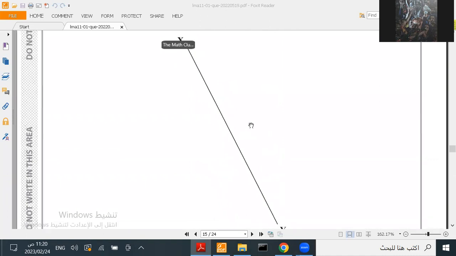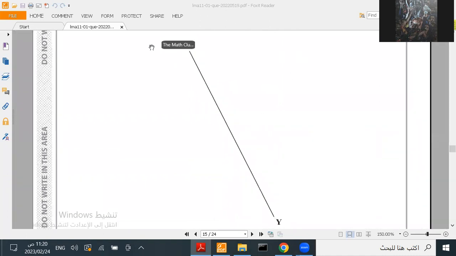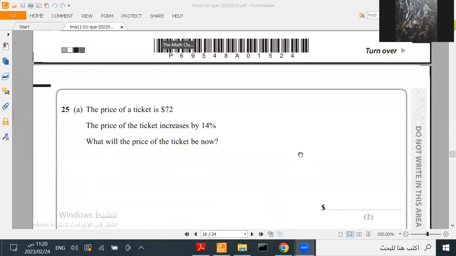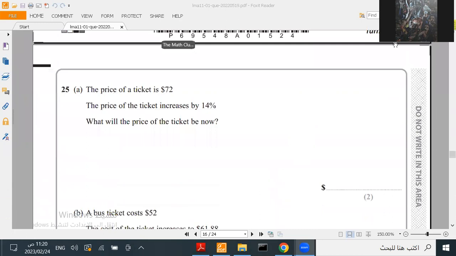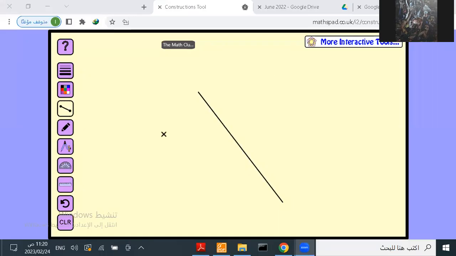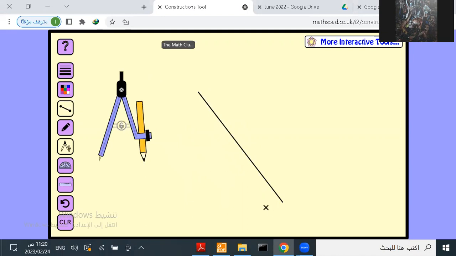Now, to do this, I'll show you on the app how to do this. And then we will skip to the other question. Right? So perpendicular bisector, let me take you to the app. So now we're going to use the compass and a ruler to find the perpendicular bisector of a line like this. Okay. First thing we do is what?